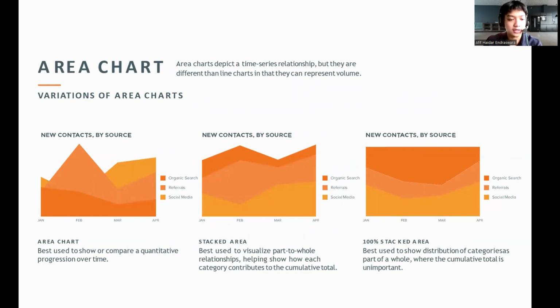So the first one is the area chart. It is best used to show or compare quantitative progression over time. And then stack area is best used to visualize partial relationships, helping show how each category contributes to the cumulative total. And then lastly, the 100% stack area is best used to show distribution of categories as part of a whole where the cumulative total is unimportant. So I believe that the easier ones are the stack area and the area chart.